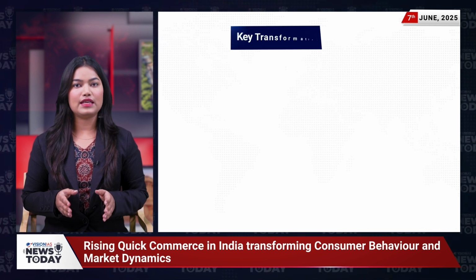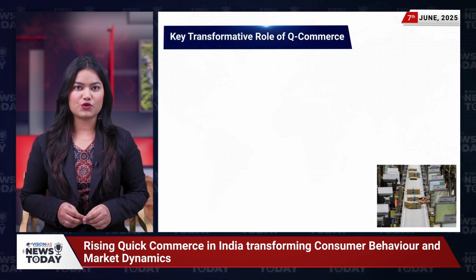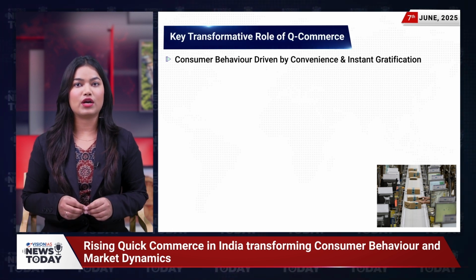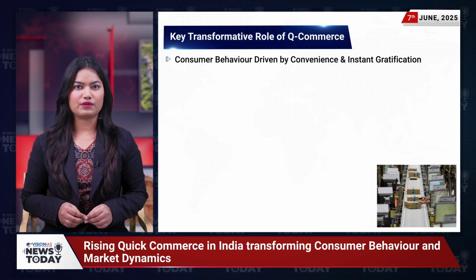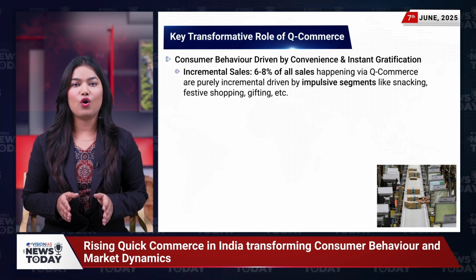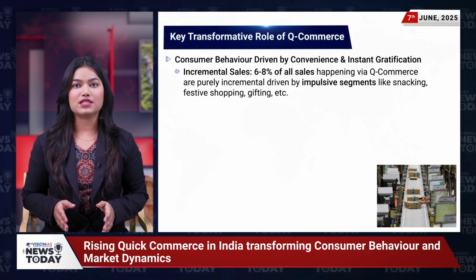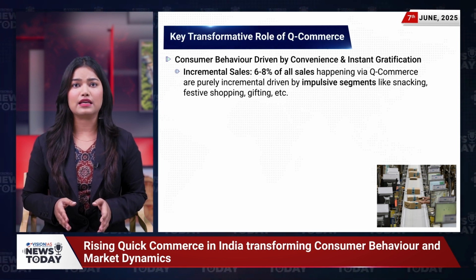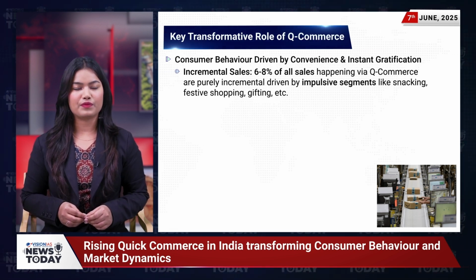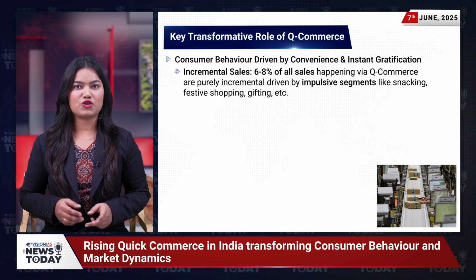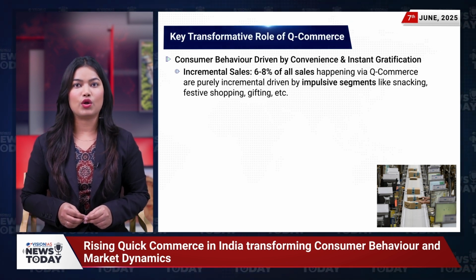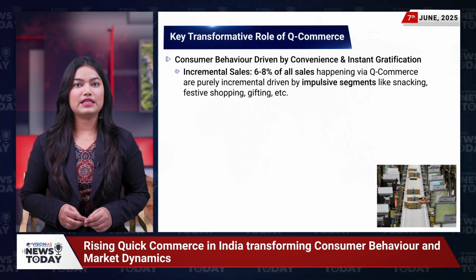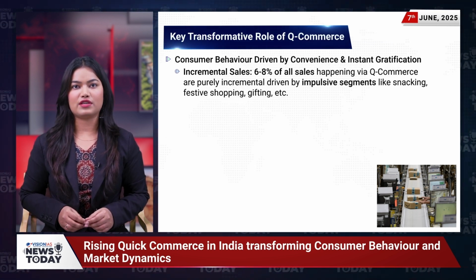Let's now understand the key ways Q-commerce is driving transformation. Firstly, consumer behavior is being influenced by a desire for convenience and instant gratification. Interestingly, 6 to 8% of all Q-commerce sales are incremental. These are driven by impulsive buying behaviors in categories like snacking, festive shopping, and gifting. However, sectors like fruits, vegetables, and dairy are seeing lower adoption on these platforms. Why? Because in these categories, affordability and freshness remain top priorities.